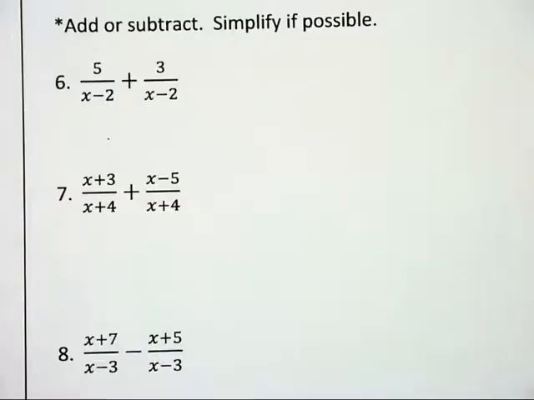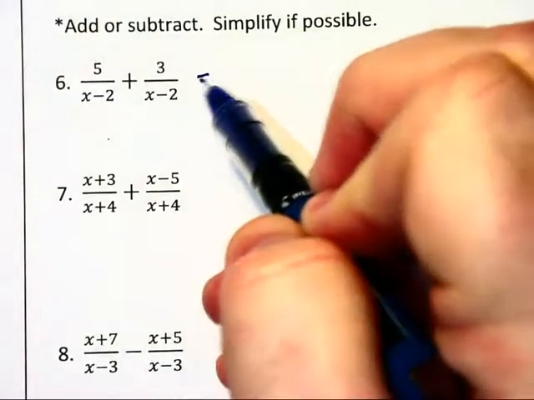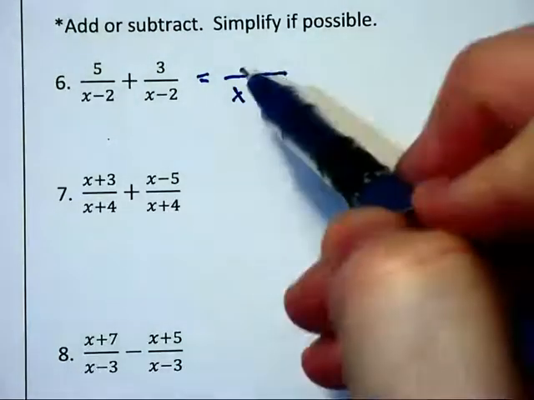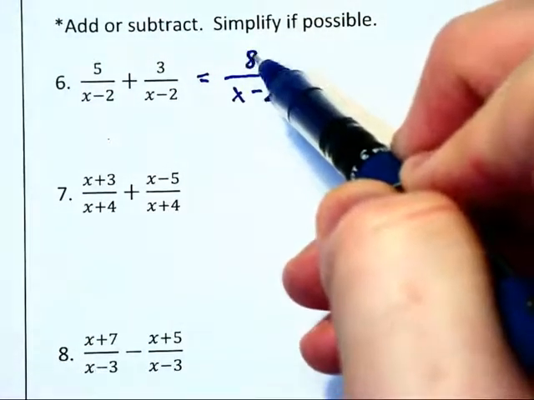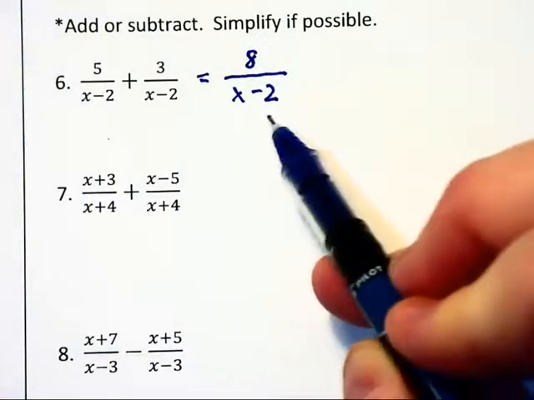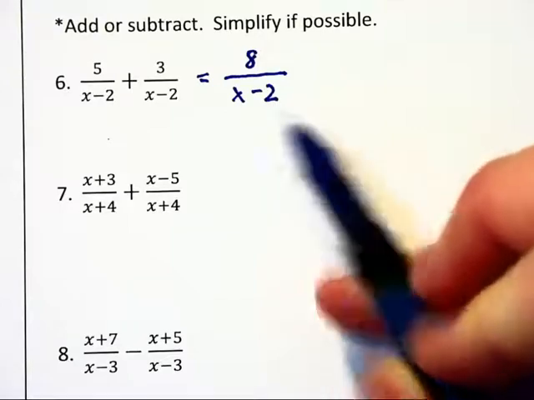In this first problem, we already have a common denominator, so we can keep the x minus 2. And across the numerator, we can just add and have 8. Now, we cannot reduce the 2 and the 8 because 2 is not a factor of the denominator. It's in a subtraction problem.